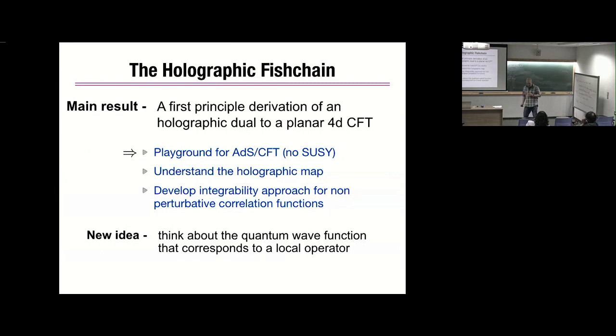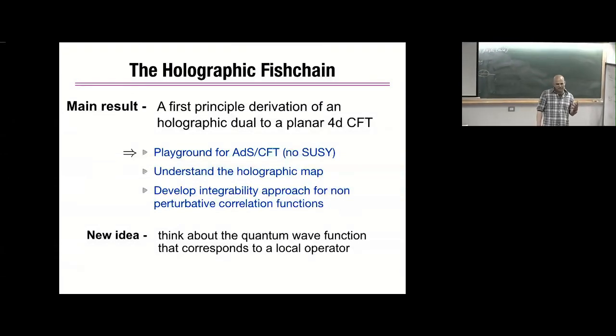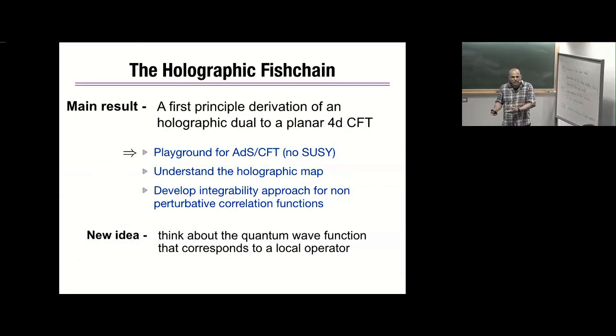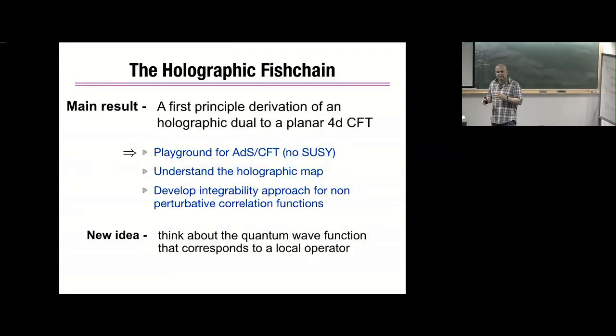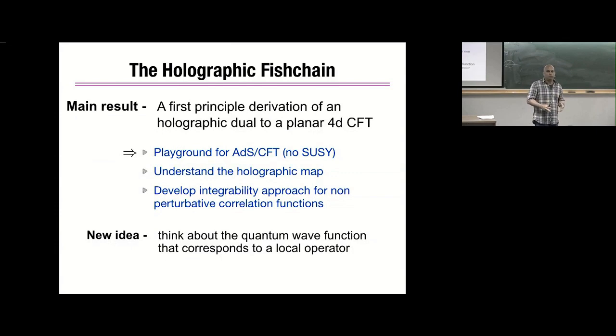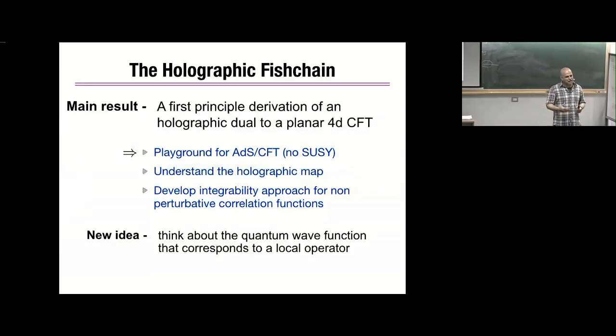But before going into any details, really what we're going to do is derive a holographic description. This requires some new idea that was not there, which is why it was not done before. If we zoom out and think about what's new here, we are trying to think about the wave function that is dual to local operators. In this model, you can characterize it very explicitly. In general, in N equal to 4, one has to fix a gauge, and it's a very complicated thing. Here it turns out that we can do it rather simply.